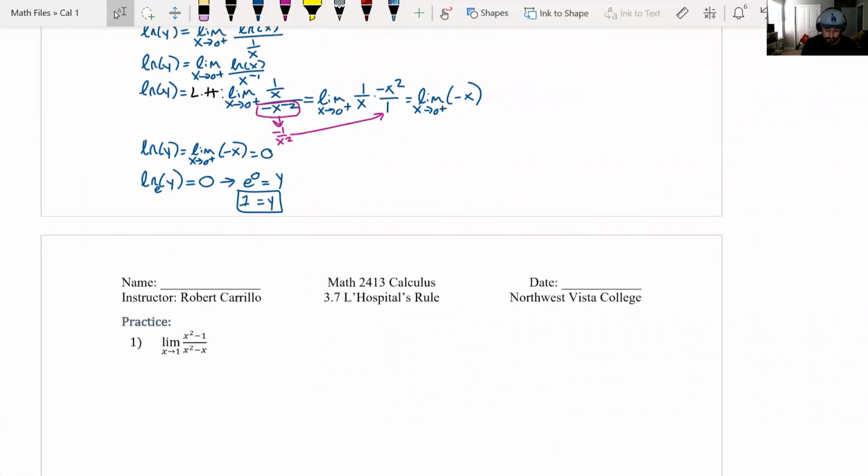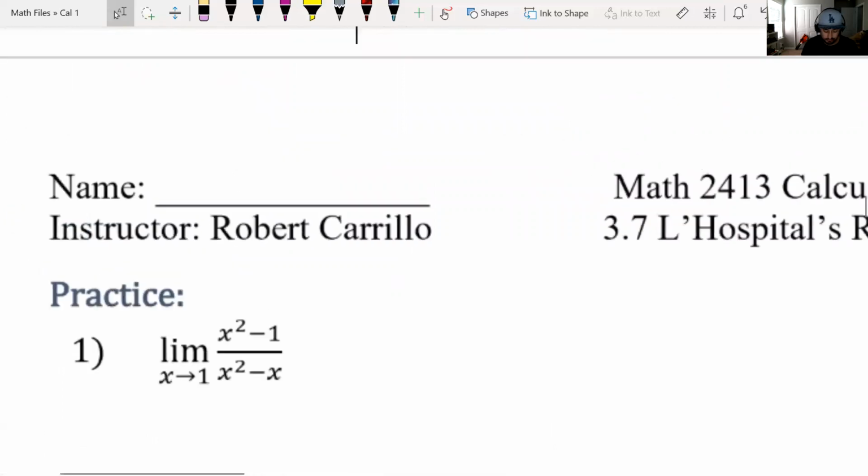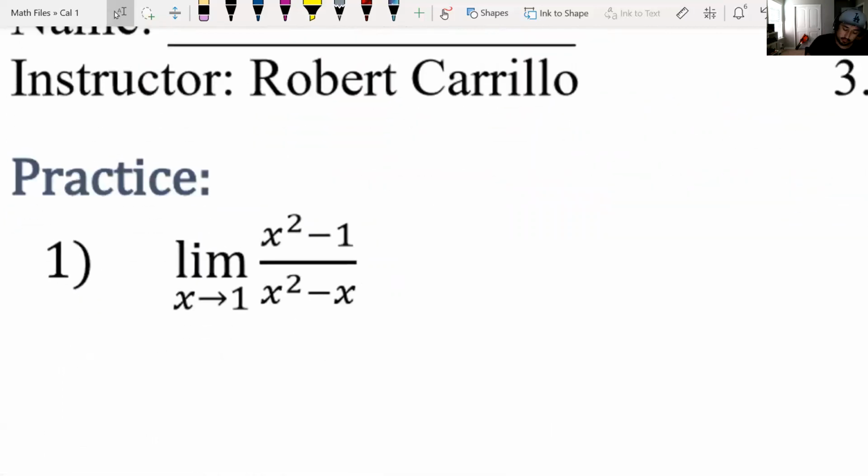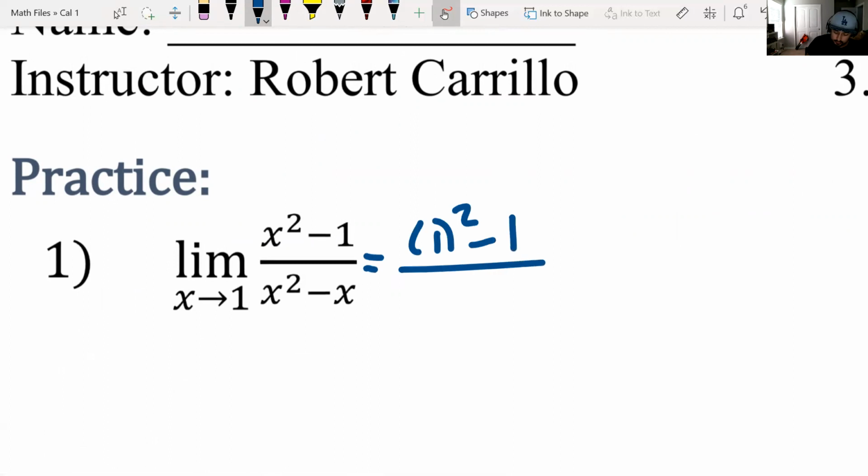Practice. Here we go. Now we know how to use L'Hopital's. We can only use it on indeterminate forms. So I'm just going to work through these practice problems as if they're my own homework. First thing, plug in 1. You get 1 squared minus 1 over 1 squared minus 1, which is 0 over 0.